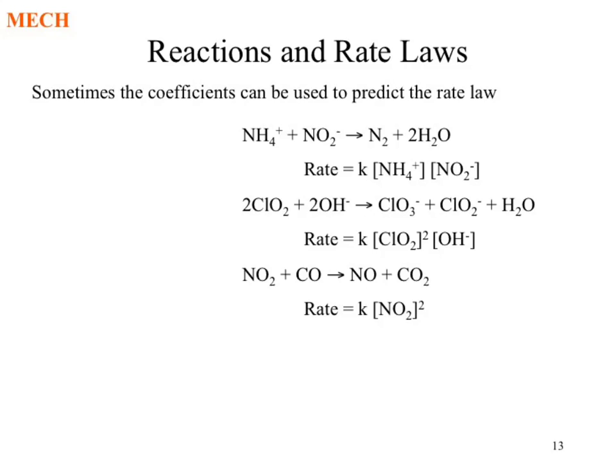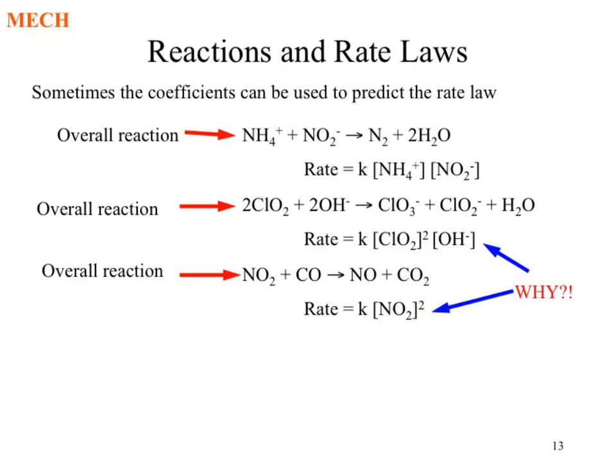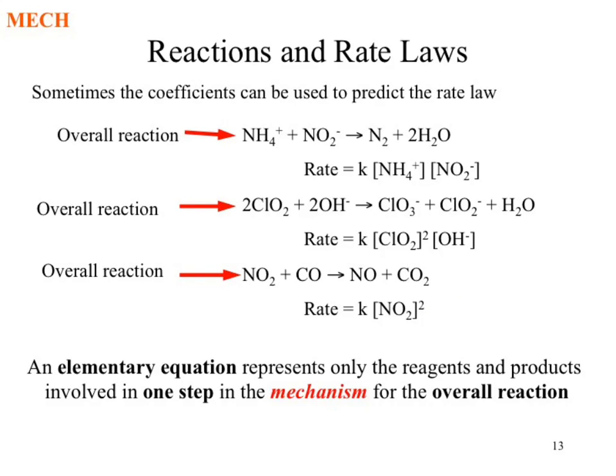Next one, NO2 plus CO, and NO2, 2, and there's no CO. What's going on with that? Those species don't affect the overall reaction. So certain reactions are simple enough where what you're looking at does directly translate into the rate. Okay? Some reactions as an overall don't work. So what we're looking at in each of those cases is an overall reaction.